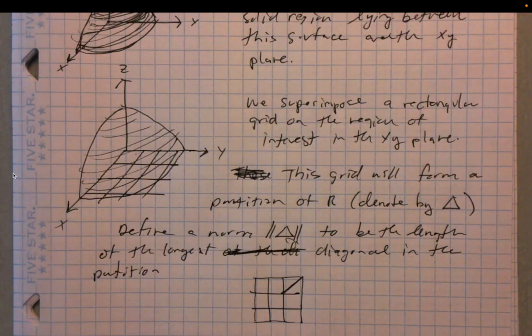So we've not done anything super crazy yet. All we've done is say, we've got this region in space. We're interested in the volume between a surface and this region. To start with, let's just partition the region up into rectangles. We can think of this grid as a partition, and define the norm of the partition to be the length of the longest diagonal of the rectangles. We'll say there'll be n rectangles. So what comes next?